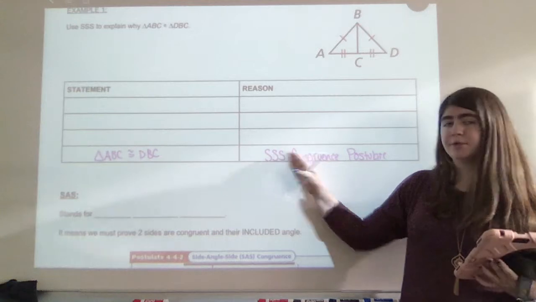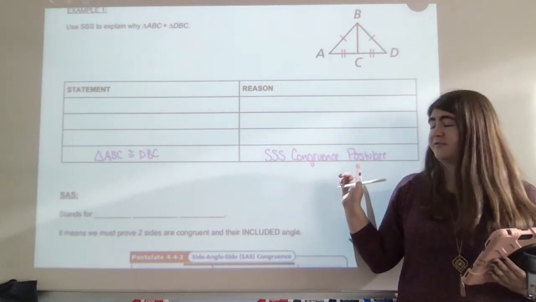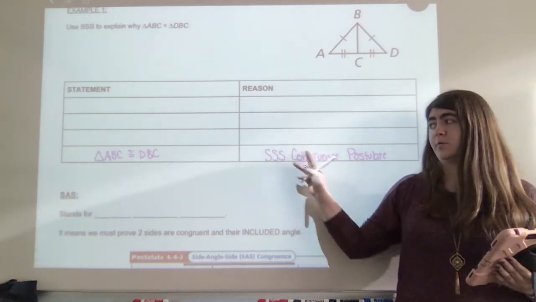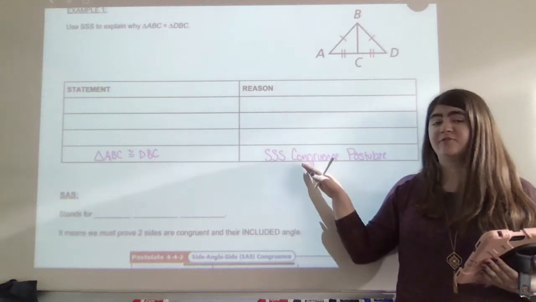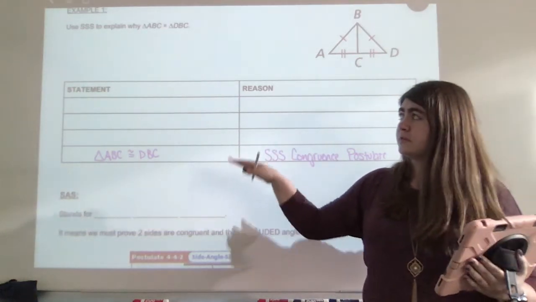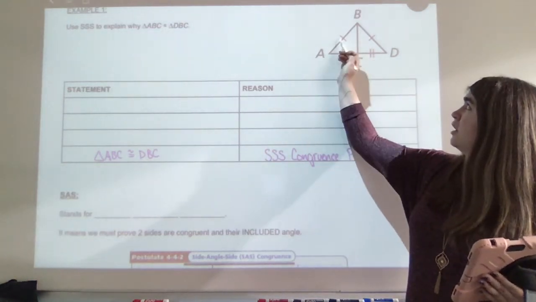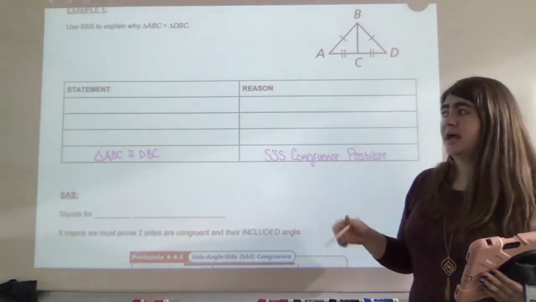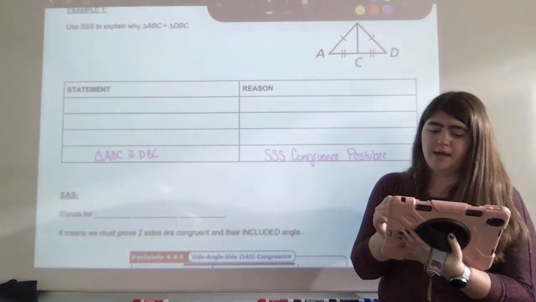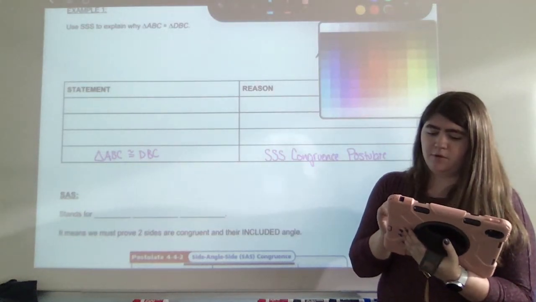Typically, you should not put this line in first. In fact, I'd say it's kind of bad practice to put this in first. But we know that this is where we're heading, and I want to make the point that this is what we're trying to do. So I'm going to put this in first this time. All right, so now I know side, side, side. So if I can prove our sides are congruent to each other, then I can prove that I have two congruent triangles.